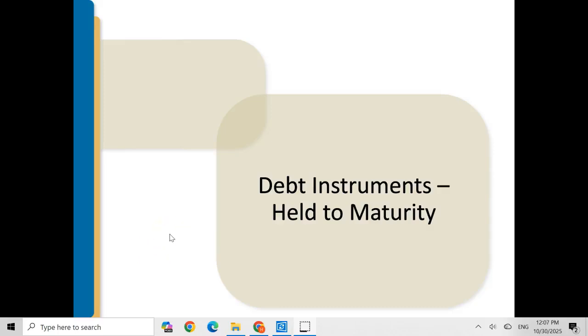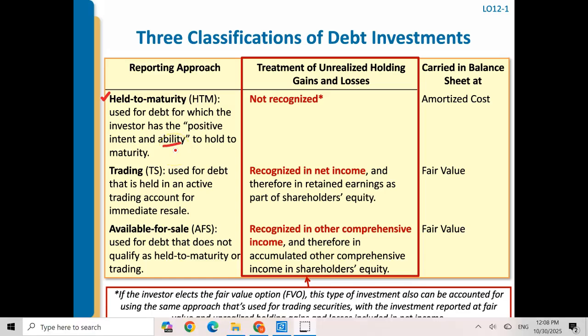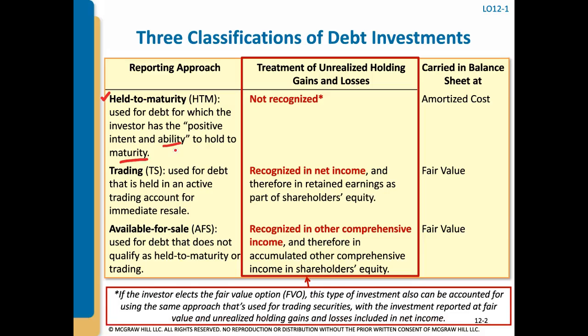Hello. In this video, we'll be looking at a specific type of debt instrument called held to maturity. We've spoken about the different types of investments a corporation can make, and they can make equity investments or debt investments. There are three different types of debt investments a company can make. The first one is called held to maturity, and that means that the company has the intention and ability to hold that investment till its maturity date. So meaning they want to hold it for the long term.